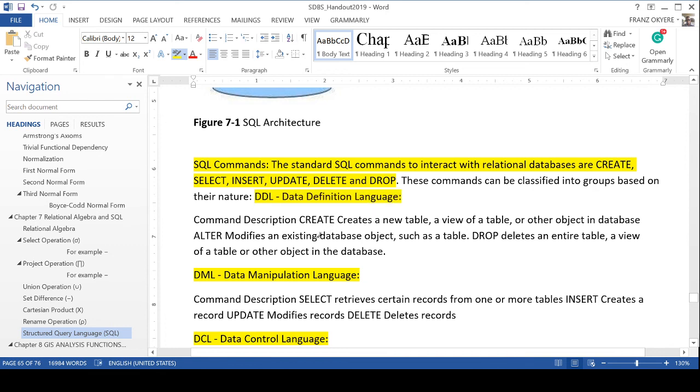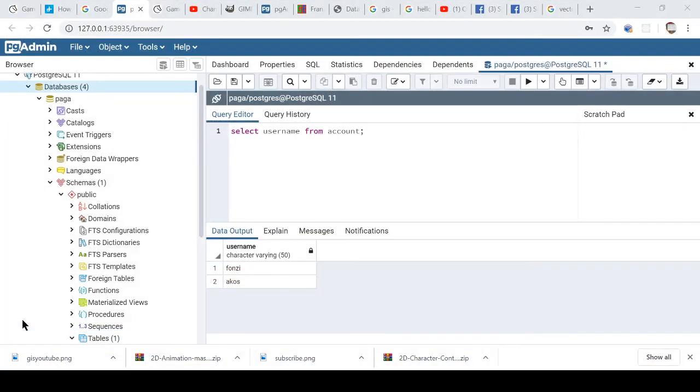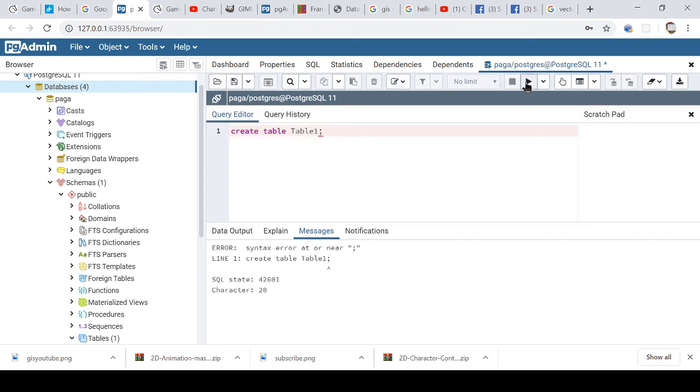And so data definition: create. If you want to create a table, you write create table, then you touch on which table you want to create. I think we'll be playing with this when we meet the next time online. Create table, table one. Let's see if this works. Sometimes capitalization is an issue.